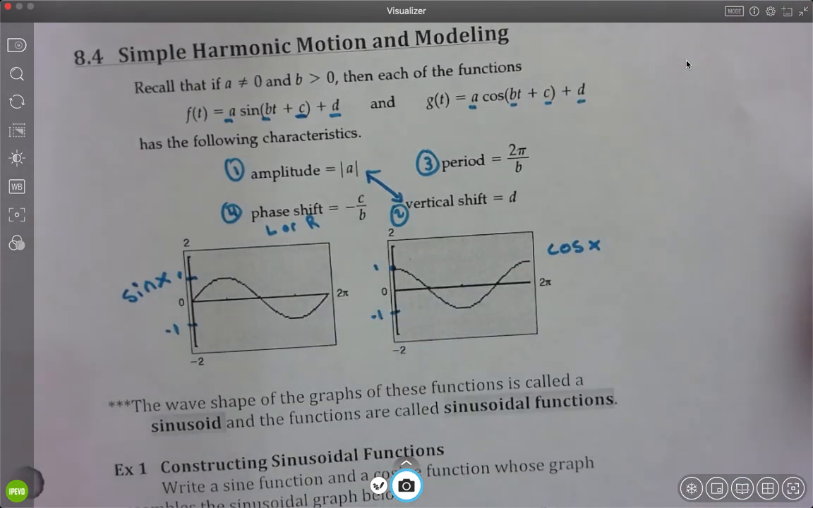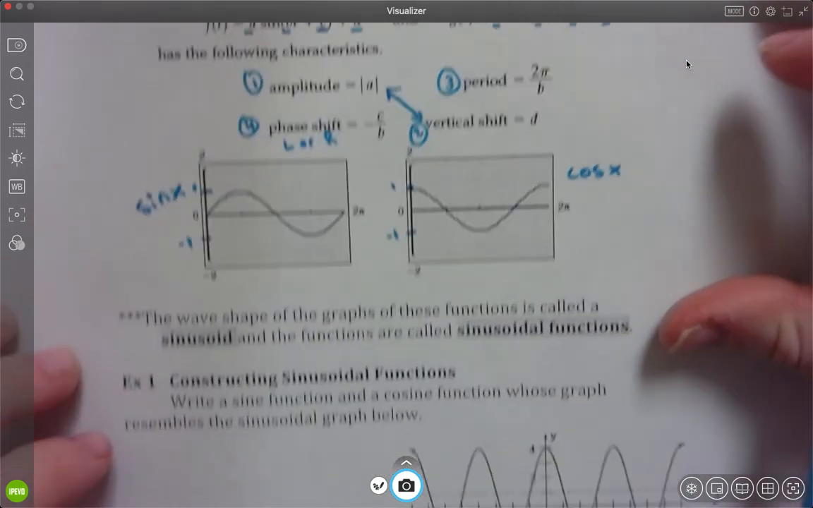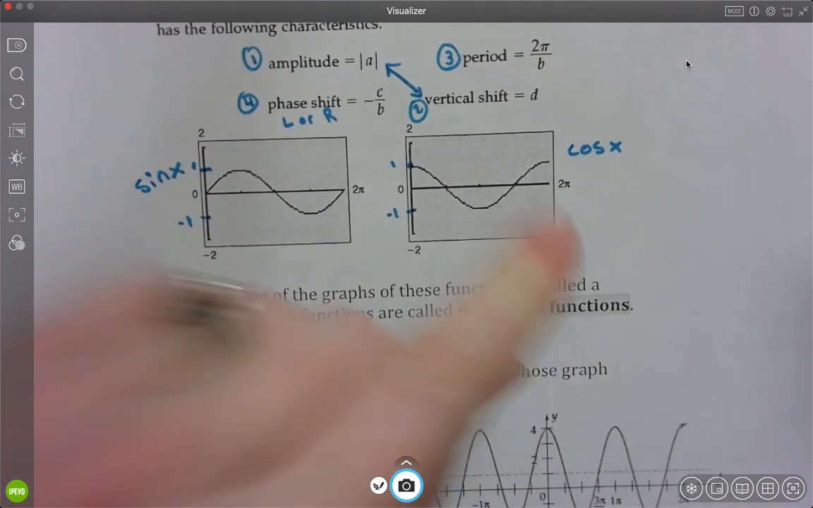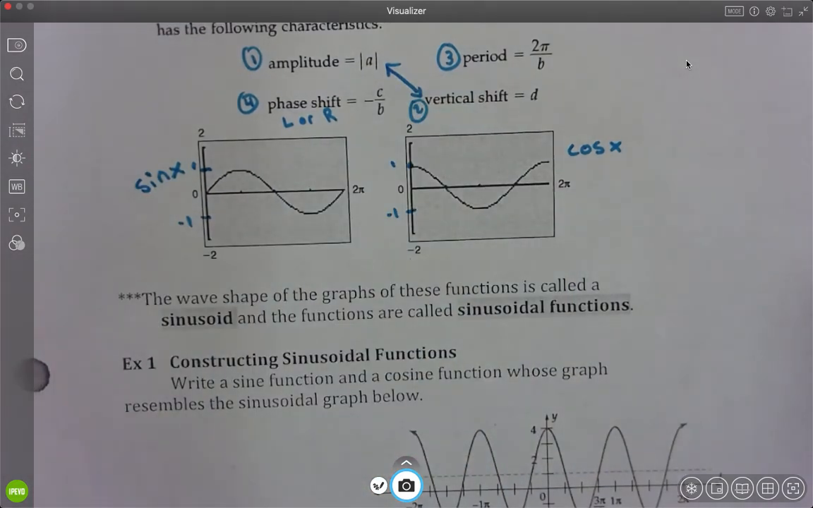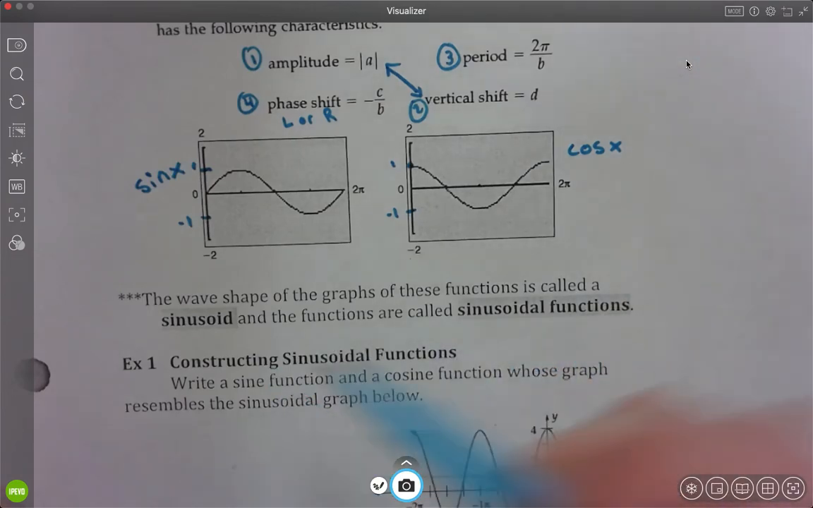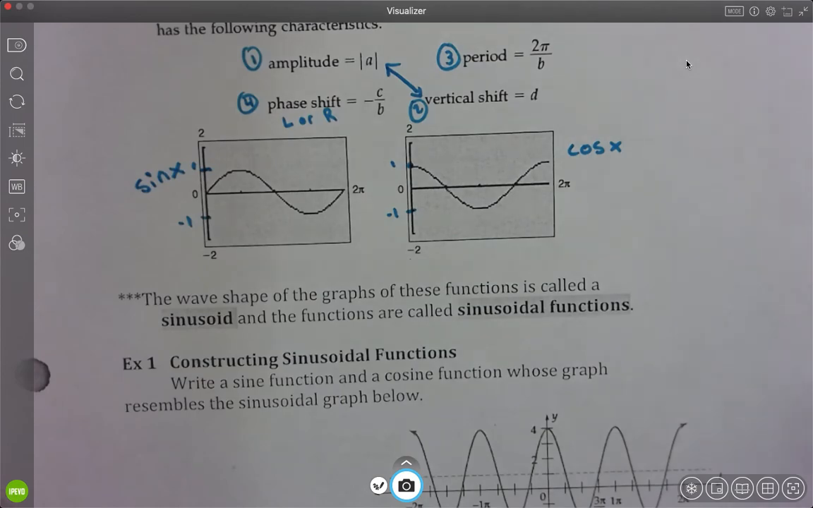These are all called sinusoidal functions. For section 8.4, we're only going to be dealing with the graphs of sine and cosine. They're kind of like wave functions. The wave shape of the graphs of these functions is called a sinusoid, which makes them sinusoidal functions.